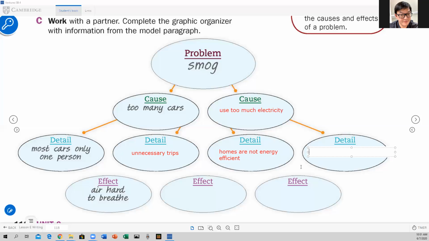What's the other detail about using too much electricity? Do you remember what the person said? Yes, power plants burn more coal. That's one of them, because the power plants have to produce more energy, more electricity. So they also need more energy to produce more energy. So they burn coal, okay?